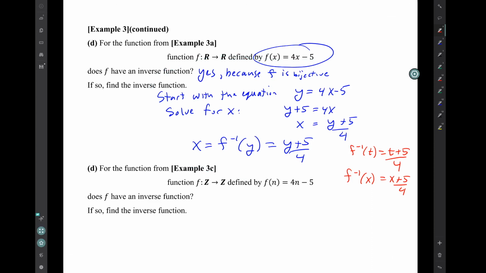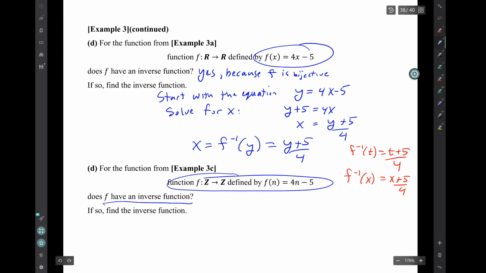Now, what about this function, f from Z to Z, defined by the same formula? Well, does it have an inverse function? The answer is no, it's not surjective. So it's not bijective. It does not have an inverse. Let's go on.